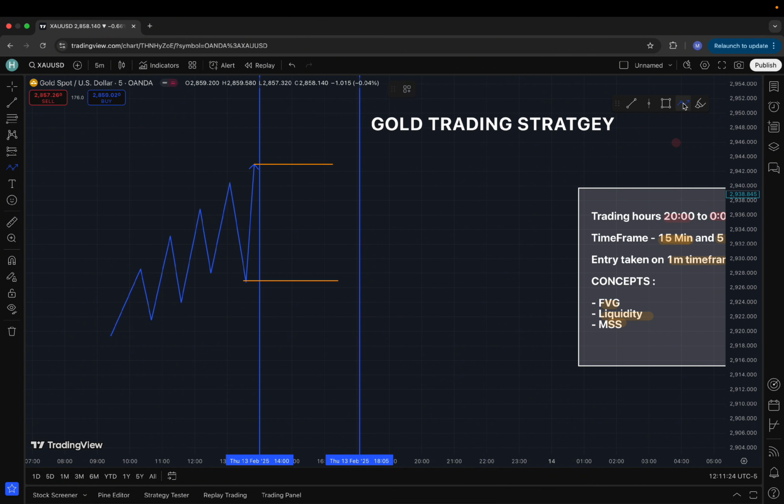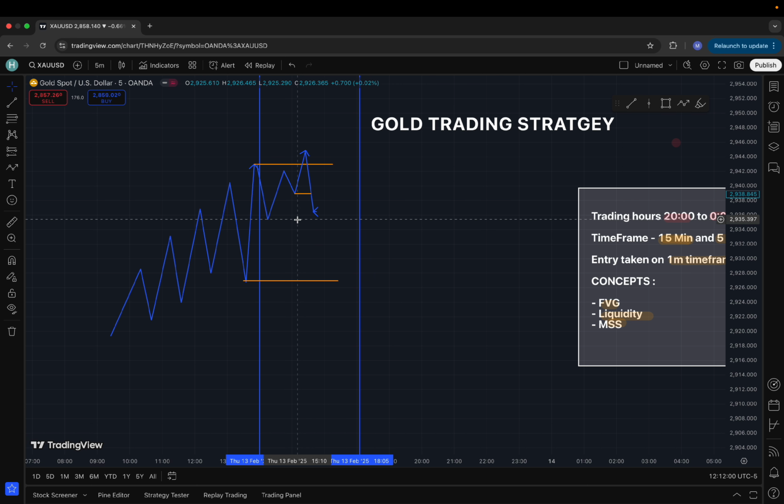Now, next thing we're going to do is wait for obviously 20 to tap in, which is 8 p.m. New York time. And let's say, for the sake of this example, the high is taken out. The recent high is now taken out. What we then do is drop down to the 5-minute or the 1-minute time frame. And what we're looking for is a simple market structure shift. So in this instance, we have a market structure shift. So this is our market structure shift.